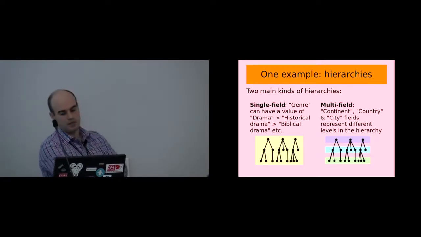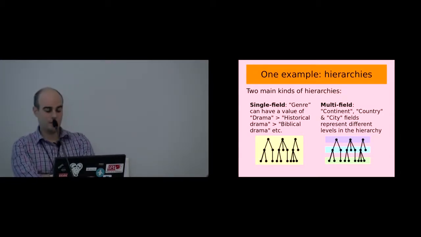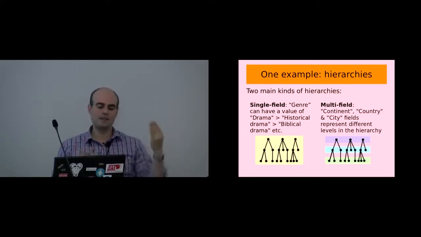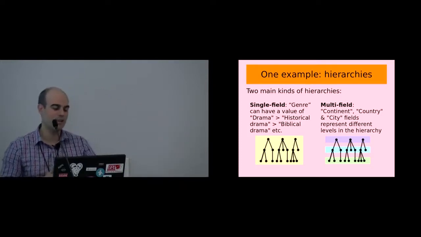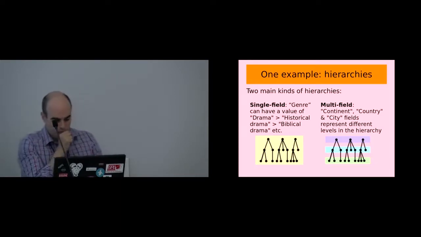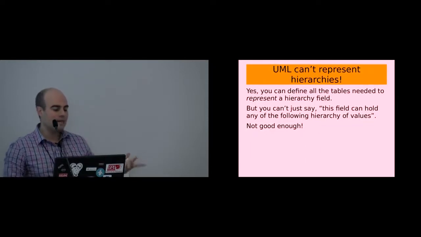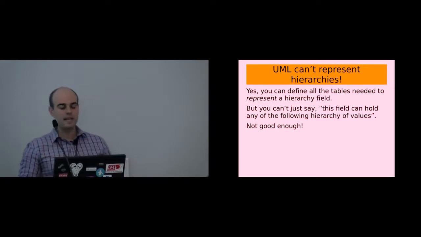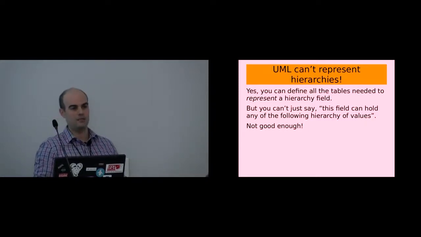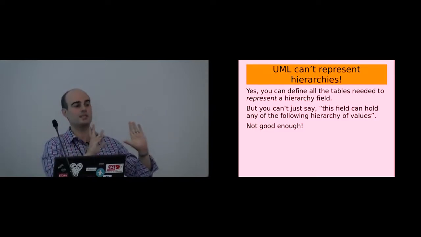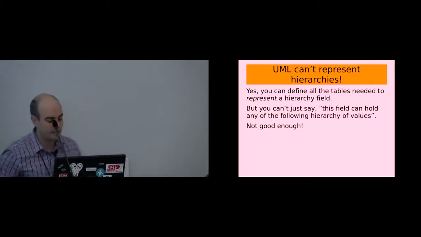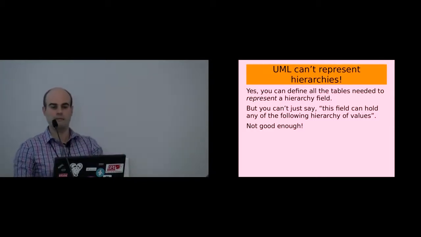Versus a multi-field hierarchy, an example of which is continent, country, and city. That's a pretty typical one, location-based stuff, where you have different fields in the table for these different things, but each one can only be a child of the field above it. So there are two kinds. I don't think UML can represent either one per se. I mean, you can obviously define all the tables that are needed to represent a hierarchy field and make something complex, but you can't just say this field, genre, in the table called movies holds a hierarchy of values, and here's the full list of 50 values that it can hold. Yes? Yeah, go ahead.